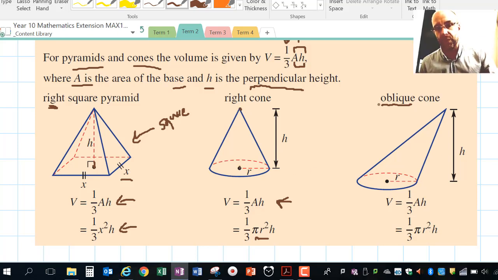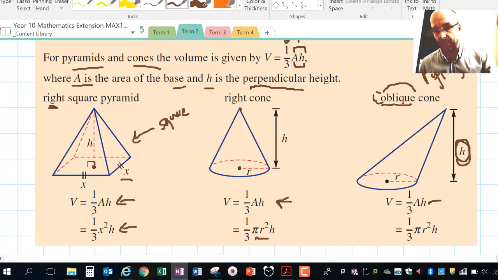You can get slanted or oblique shapes like this if you know the perpendicular height. Sometimes you might need to use Pythagoras to find that in some questions, if you're given the slant height, for example, but you need to use the perpendicular height. If you know the area of the base and multiply by the perpendicular height, you can apply that the same.